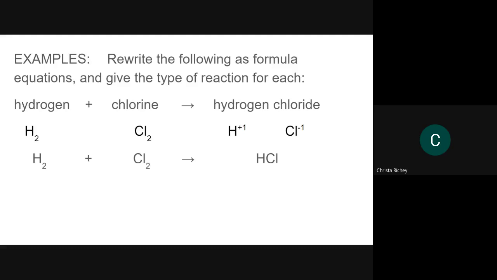So the skeleton equation for this would look like this. You bring down the pluses and you bring down the arrow, put them where they belong. H2 plus Cl2 produces, makes, yields, creates, you can use different words for that, HCl. What type of reaction is this? Is it single replacement, double replacement, combustion? Addition.